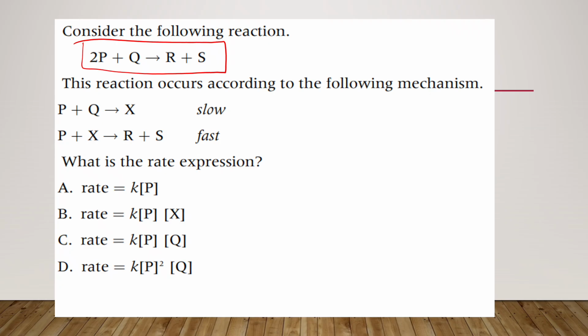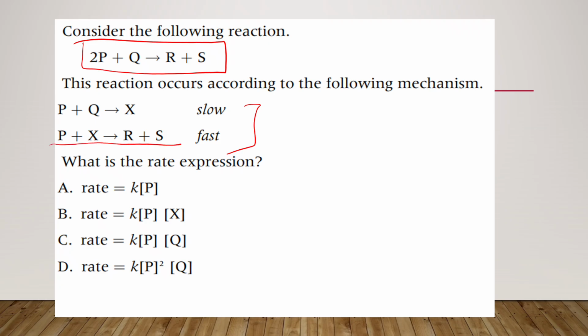And this reaction occurs according to the following mechanism. Do understand that when we say mechanisms, all of the mechanisms are proposed mechanisms, and one mechanism may be more acceptable than the other. We'll see the reasons as to why some mechanisms are preferred over others. So here the first step, that is P plus Q gives X, is the slow step, and the faster of the two steps is the second step here.